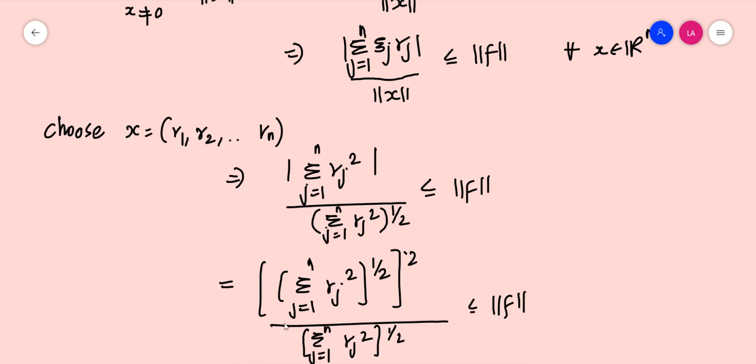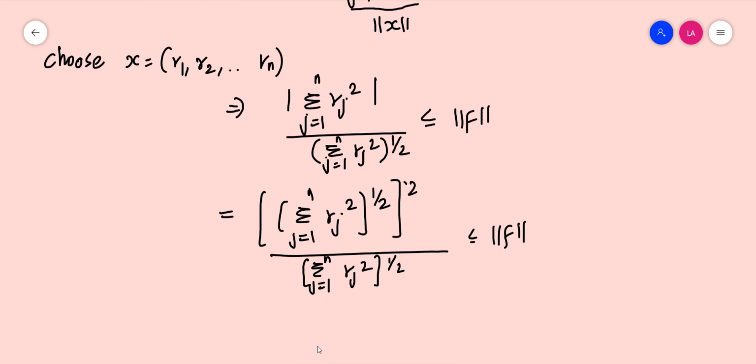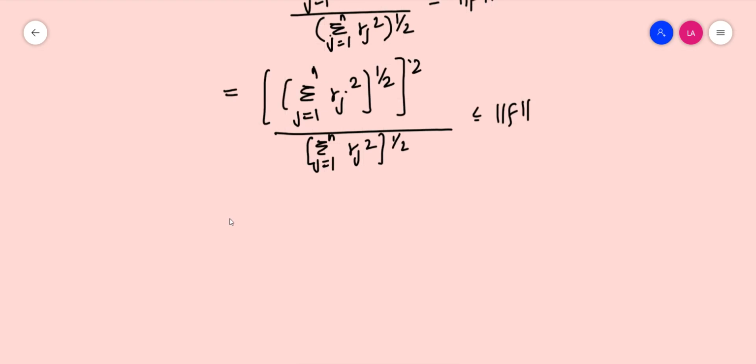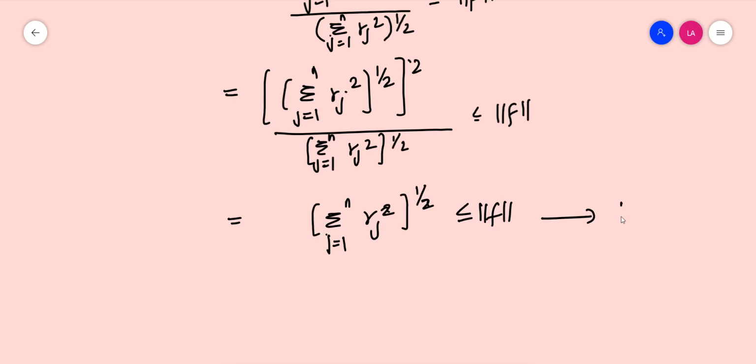Now, summation j = 1 to n of gamma_j squared is in the numerator and denominator, so we can cancel at least one of them. So this should be equal to (summation j = 1 to n of gamma_j^2) raised to 1/2, less than or equal to norm f. If we call this equation B, A is actually norm f less than or equal to (summation j = 1 to n of gamma_j^2) raised to 1/2.